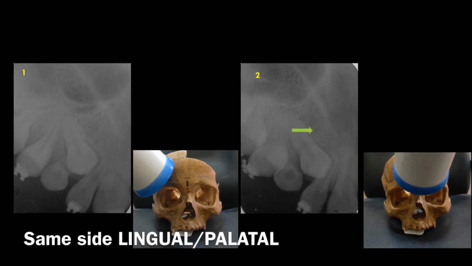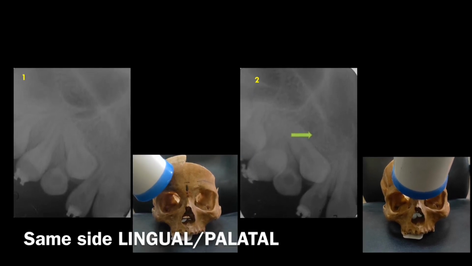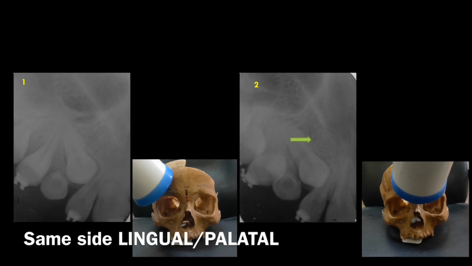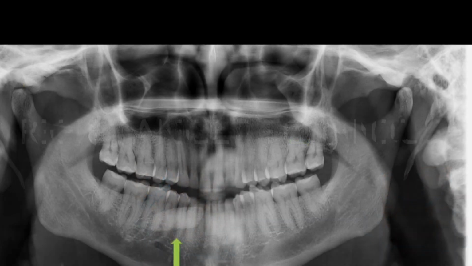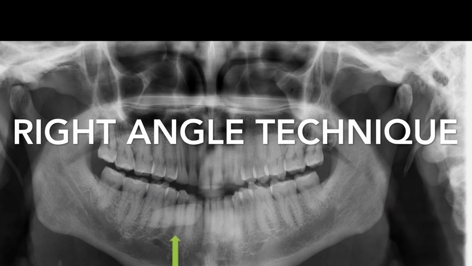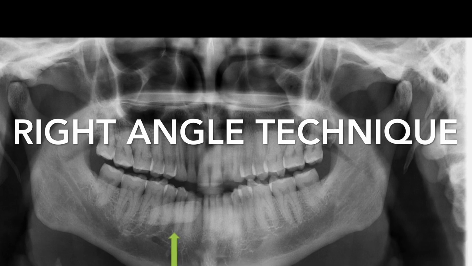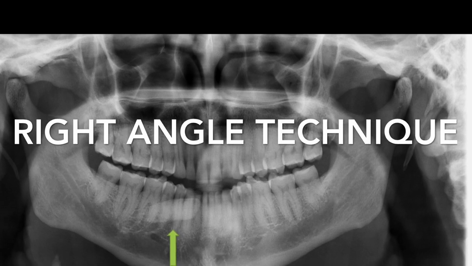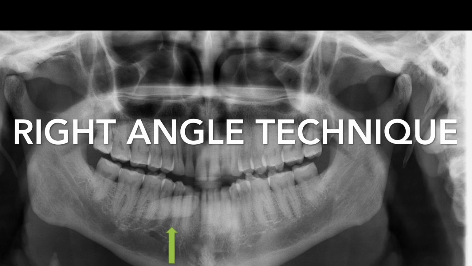So we have one more 2D localization technique called the right angle technique. This particular technique is more useful for localizing objects in the mandible where there are no superimpositions.